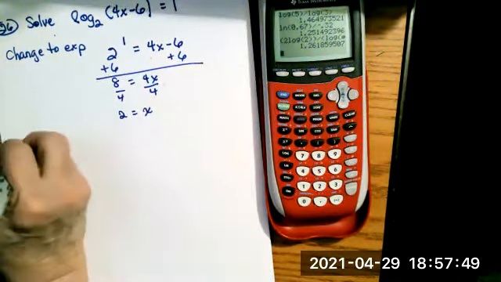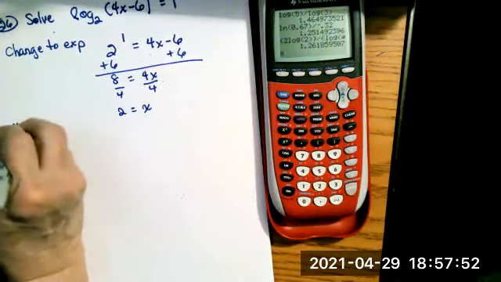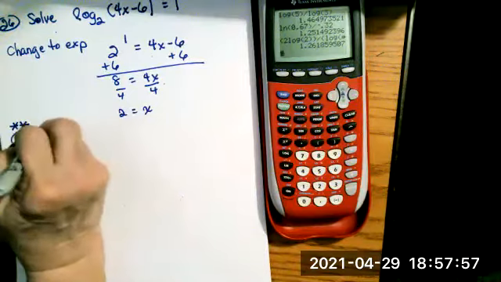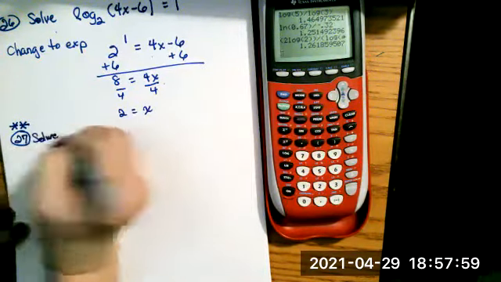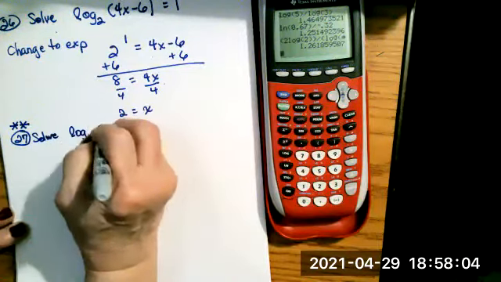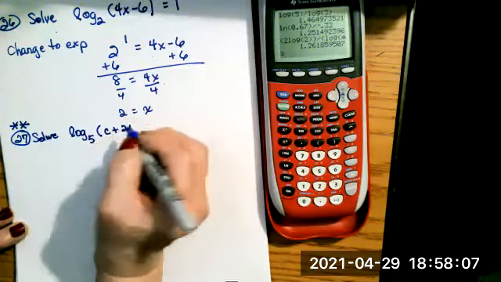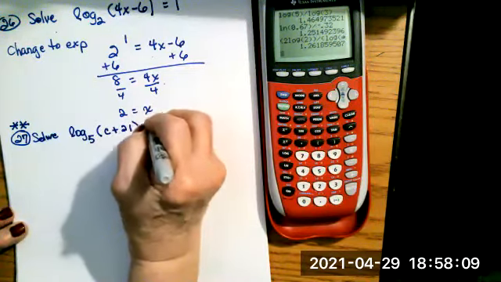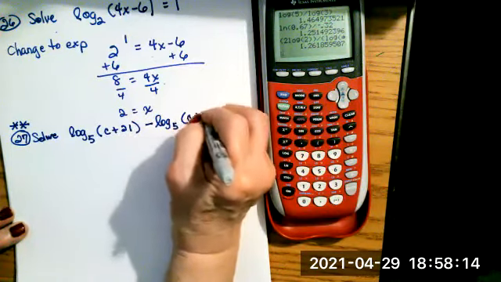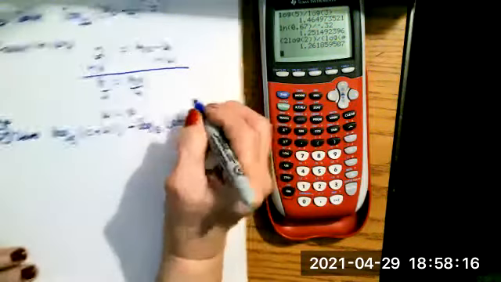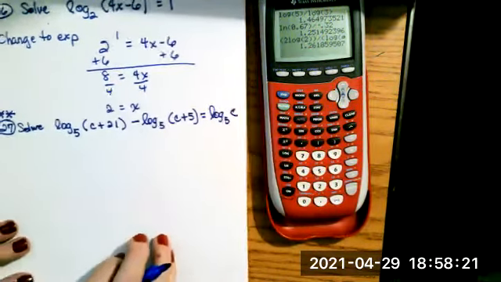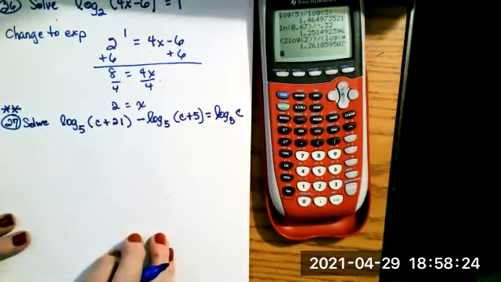Okay, 27 is a little bit tough. So let's look at 27. It says solve. And it's got log base 5 of c plus 21 minus log base 5 of c plus 5 equals log base 5 of c. That's the way it starts.